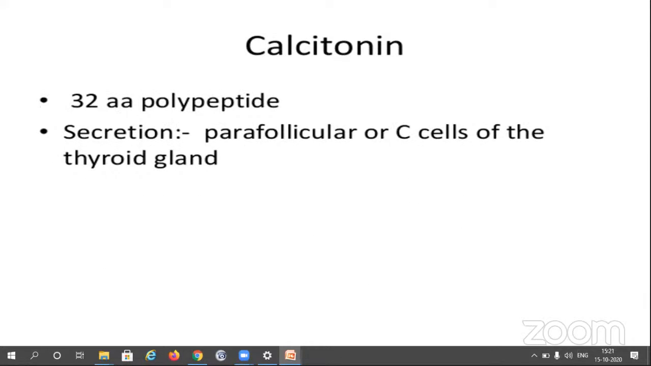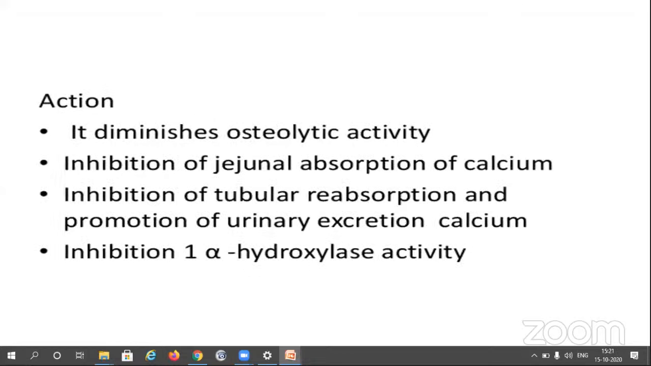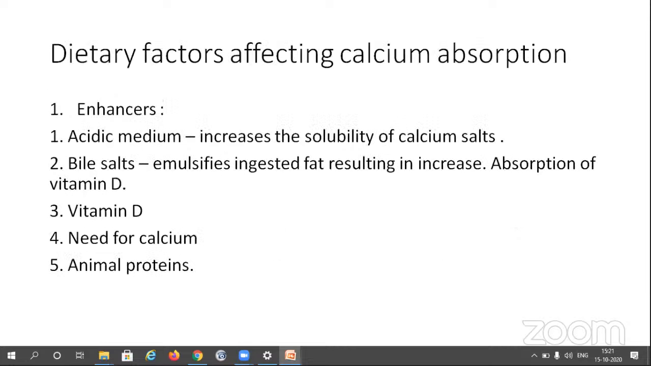Calcitonin is a 32 amino acid polypeptide. It is secreted by the parafollicular cells, the C cells of the thyroid gland. Actions: it diminishes the osteolytic activity, inhibits jejunal absorption of calcium, inhibits tubular reabsorption and promotes urinary excretion of calcium. It inhibits the 1-alpha hydroxylase activity.